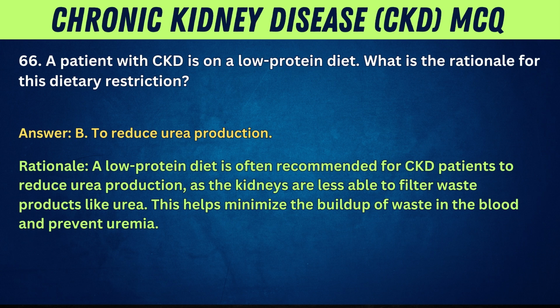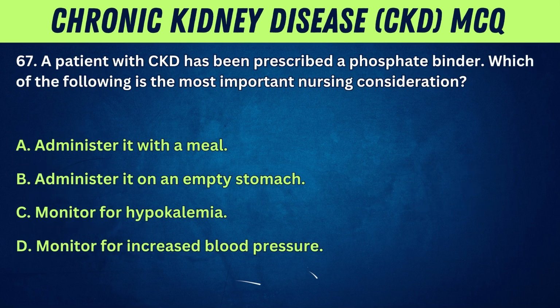Rationale: a low-protein diet is often recommended for CKD patients to reduce urea production, as the kidneys are less able to filter waste products like urea. This helps minimize the buildup of waste in the blood and prevent uremia.